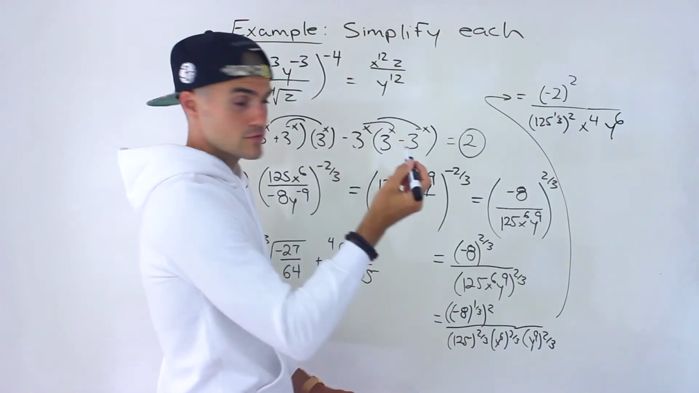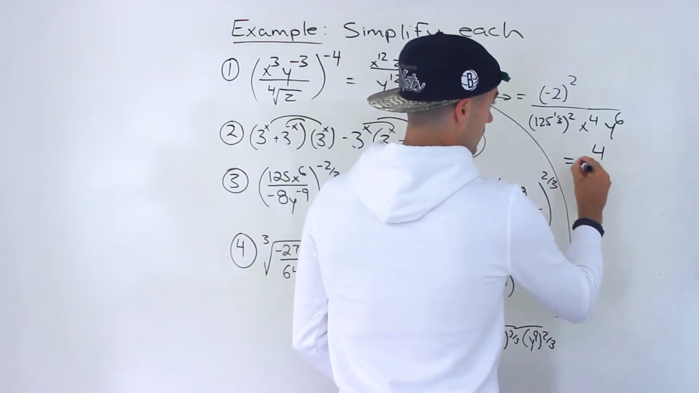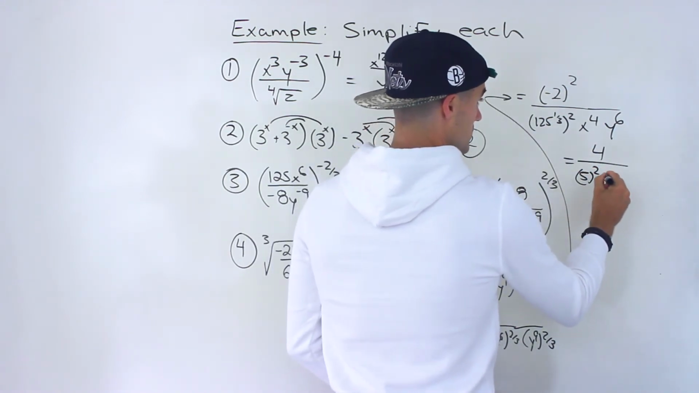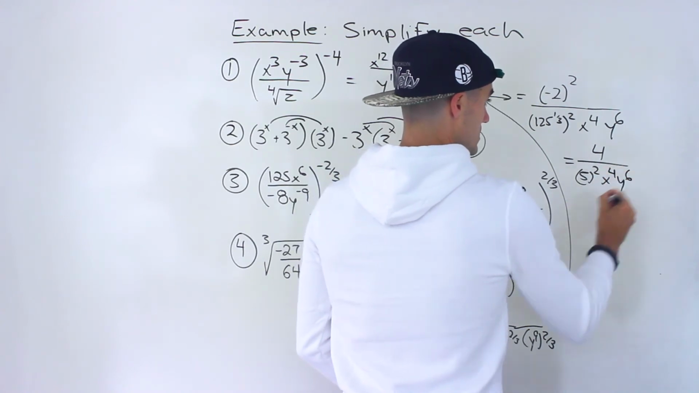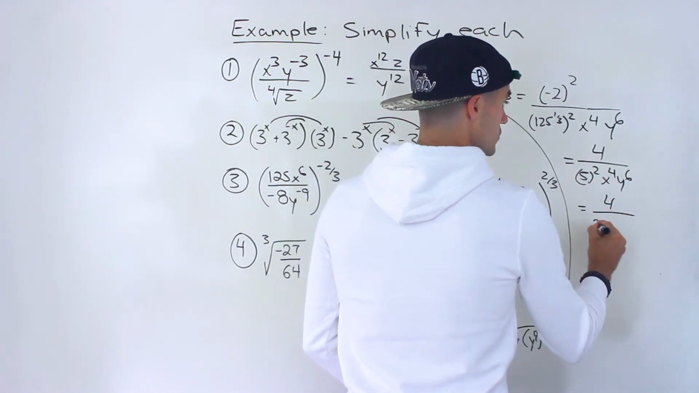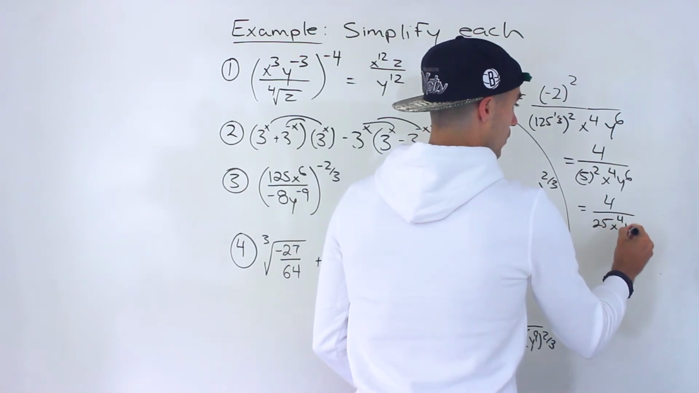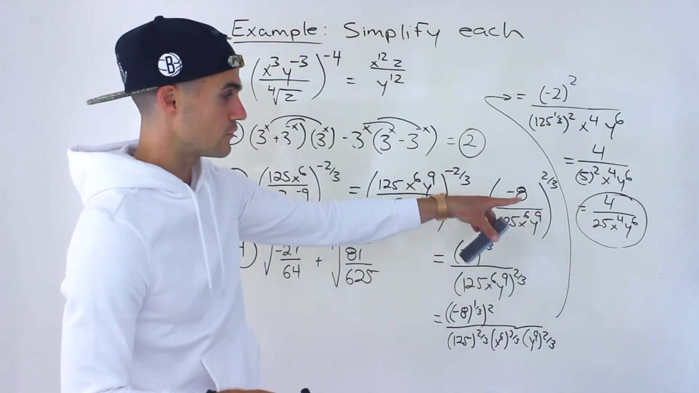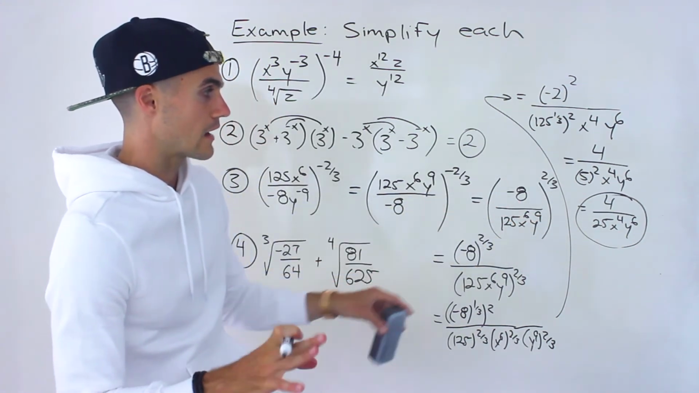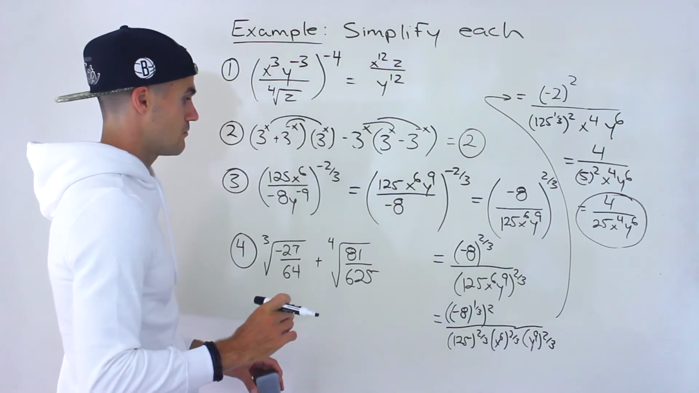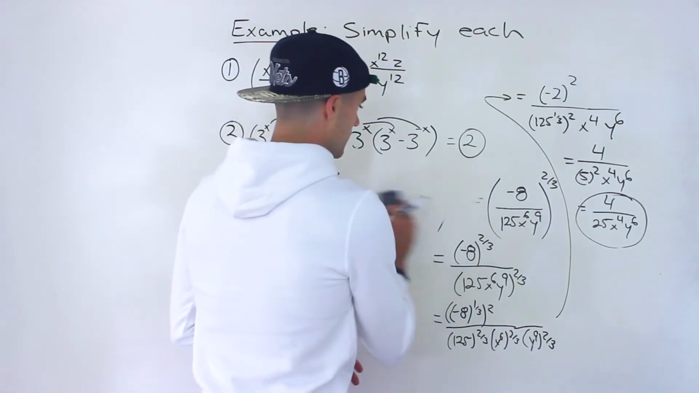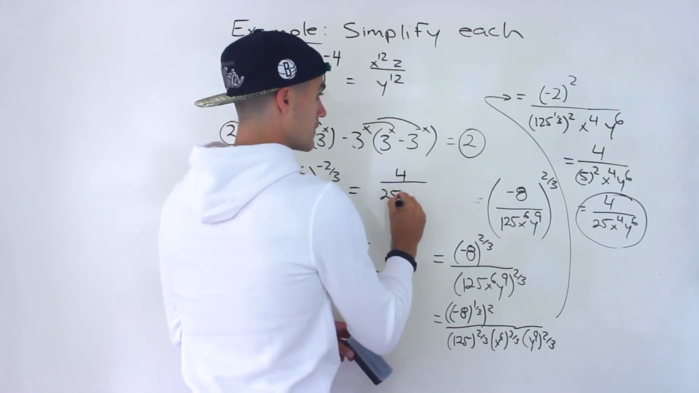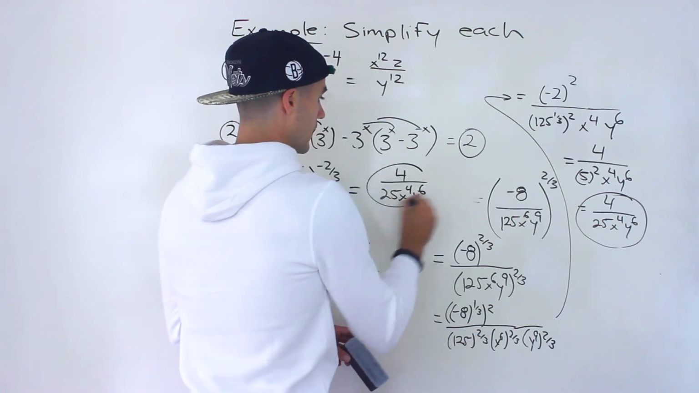Then negative 2 to the power of 2 is positive 4. Then we'd have the third root of 125 is 5. That's going to be to the power of positive 2, x to the 4, y to the 6. Then we'd have 4 over 25, x to the 4, y to the 6, and that's the final answer. Notice there's nothing there that could simplify. 4 over 25 doesn't simplify, and the x and the y are different bases. So that's what number 3 ends up being: 4 over 25, x to the 4, y to the 6.